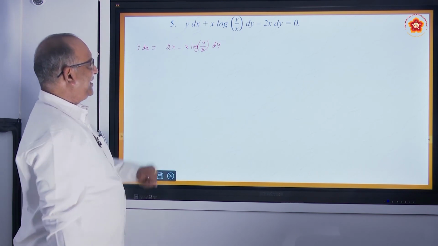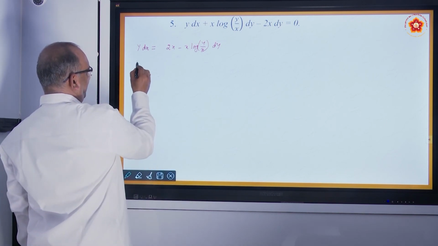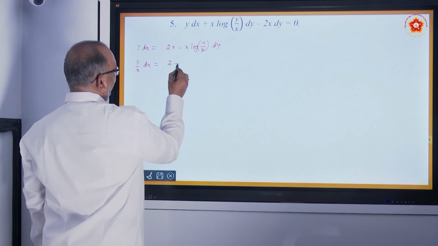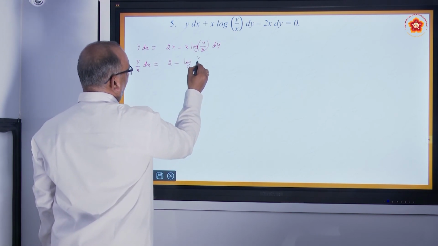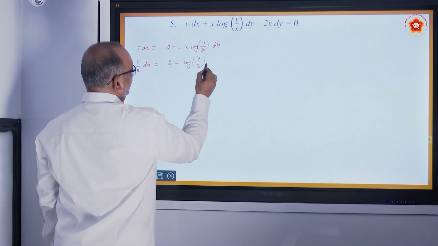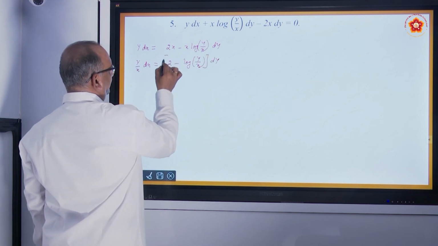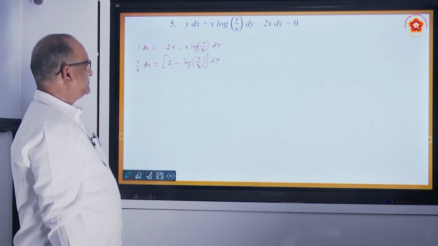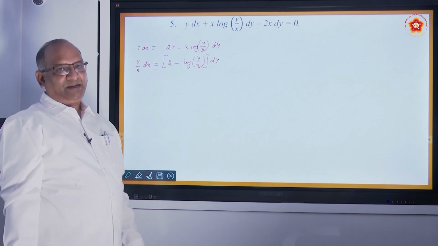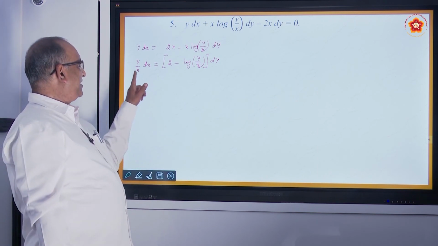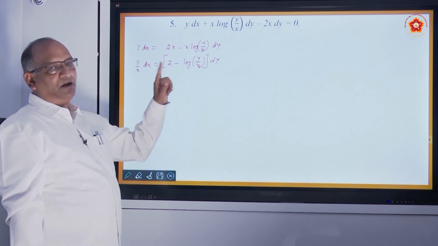Divide the whole thing by x, you will get y by x dx equal to 2 minus log y by x dy. You can see that it is a linear equation. How do you know? You can see that the power of x and power of y are all 1.